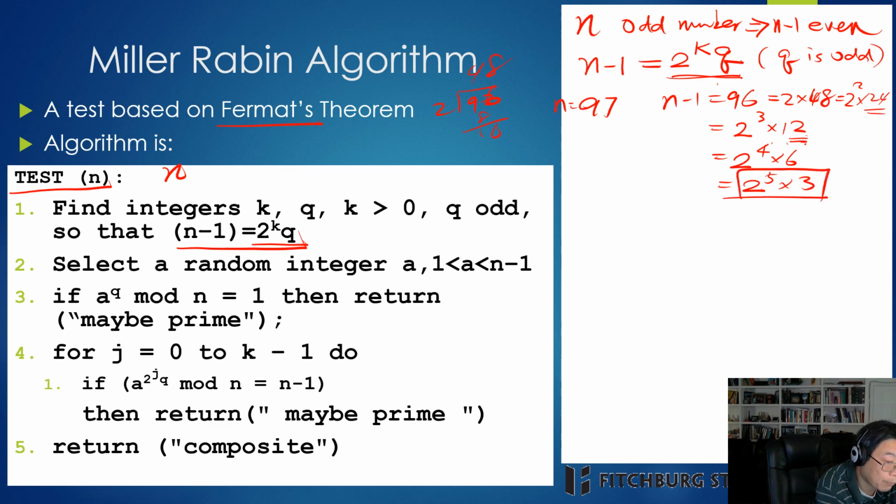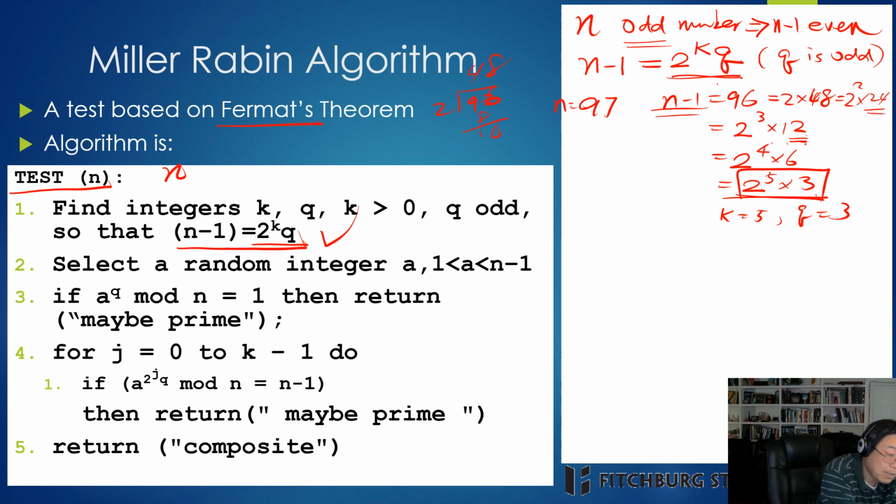Okay, now I got it. In this case, I can write n minus 1 as 2 to the 5 times 3, so k is 5 and q is 3, right? I can always factor n minus 1, for any odd number n, into this format. Okay, so that's the first step.